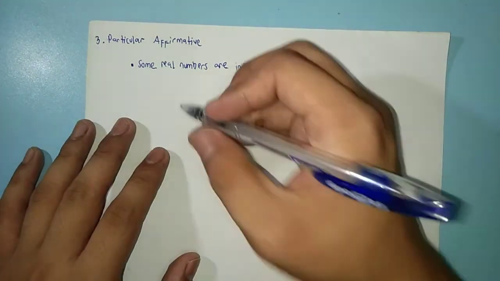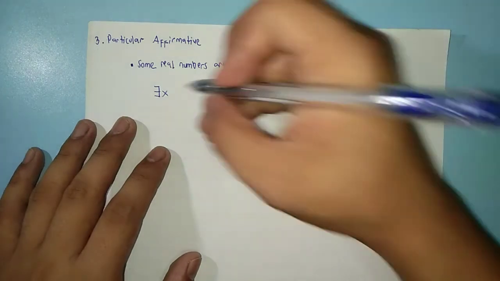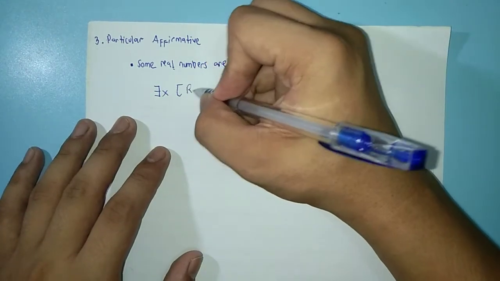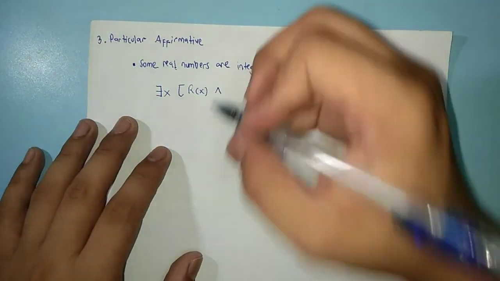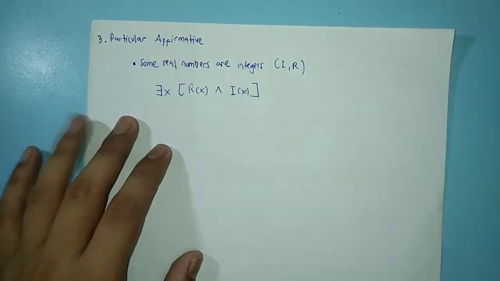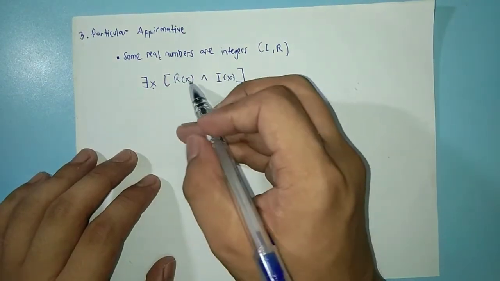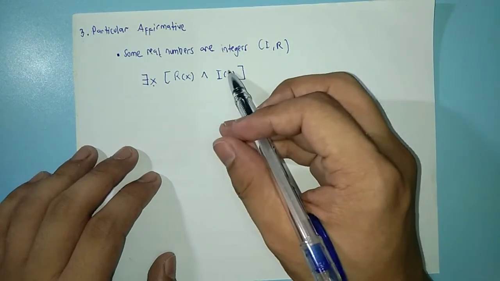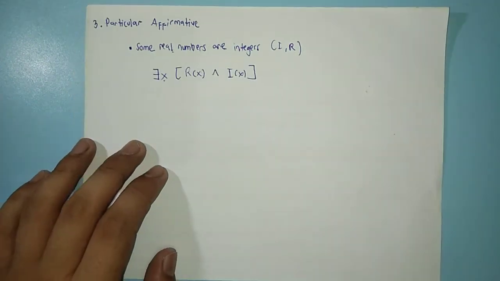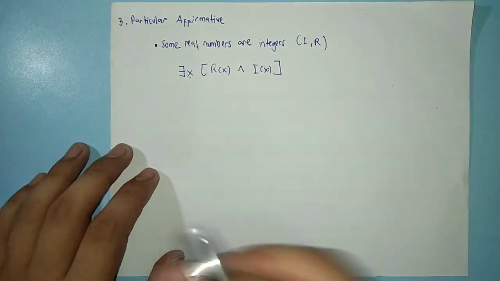So unang na iba dyan, yung quantifier. So ang gagamitin natin ay yung ganyang quantifier where x is a number. And then next, r of x. So eto, hindi implication ang gagamitin natin, kundi conjunction. Okay? So ibig sabihin, there is a number that is a real number and at the same time integer din. Okay? So, yan yung gagamitin nating symbol for particular affirmative. So, same with the last one.